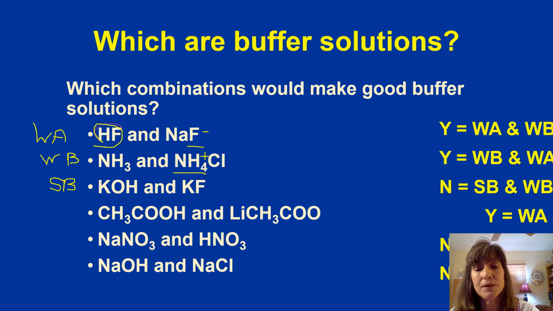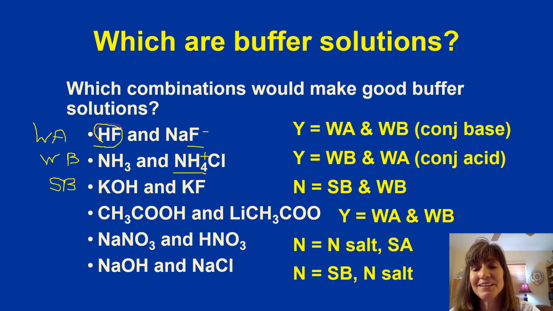I'm going to go ahead and put up the answers on these because you can see the trend that they're following. Here we have a strong acid and a salt containing the nitrate ion, which is not a buffer solution. Then we have a strong base and a neutral salt. So clearly that's also not a buffer solution.